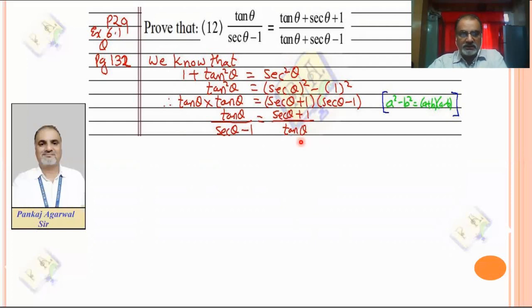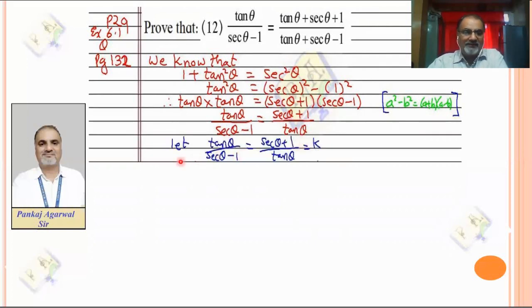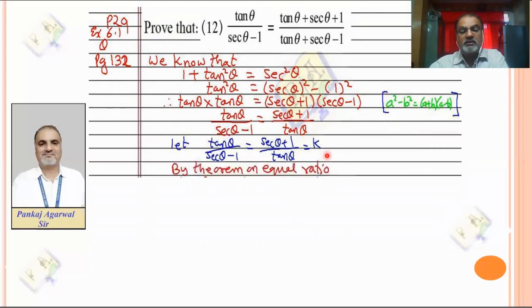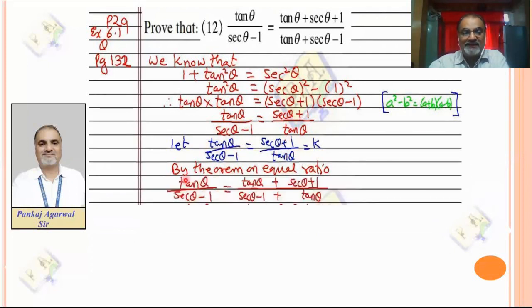Now, since we got a ratio over here, we can let both the ratios be equal to k, but it is not required, still we are writing it in case you want. So by theorem on equal ratios, each ratio, I can write either k or the first ratio or the second ratio. Since in my question I require the first ratio, I write tan theta whole upon sec theta minus 1 equal to, I can add or subtract both the ratios n number of times.